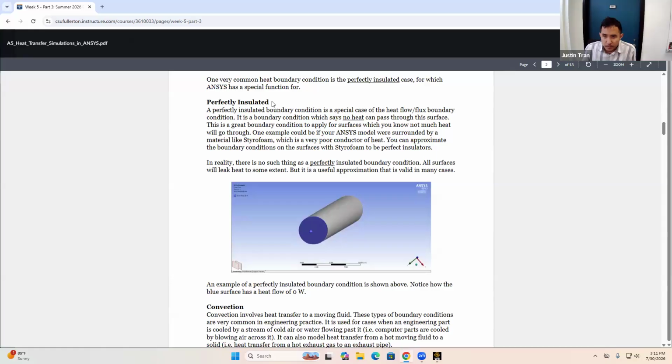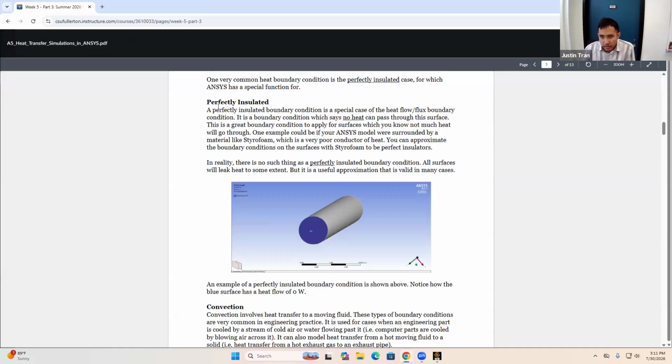A special type of load type boundary condition you can have is what's called a perfectly insulated condition. So if you think of insulation, when we think of insulation as engineers, insulation has to do with the blockage of heat. And so when you want something to retain heat, you try to insulate the outsides.